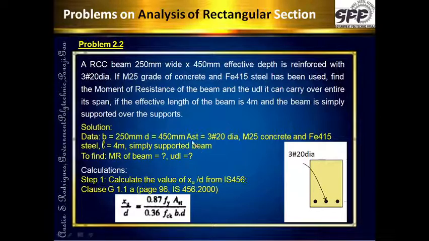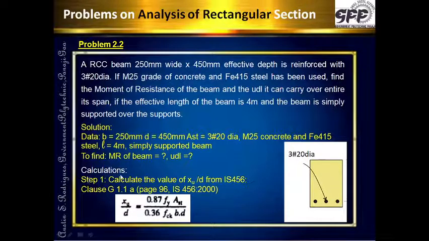Now in this case also we have been told that it is area of steel as 3 bars of one single diameter, that is 20 mm itself. We have been told that there is M25 concrete and Fe415 steel. The effective span small l is 4 meters and it's a simply supported beam. Now what are we asked to find out? We have been asked to find out the moment of resistance of the beam and the UDL which can be permitted on its span if it is a simply supported beam.